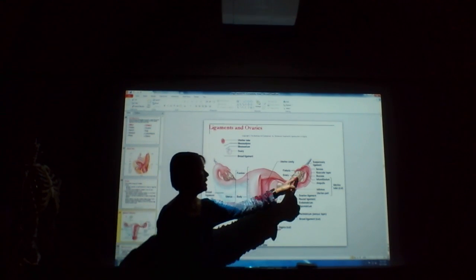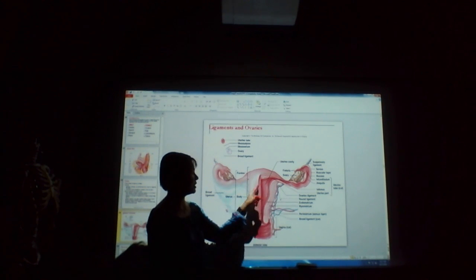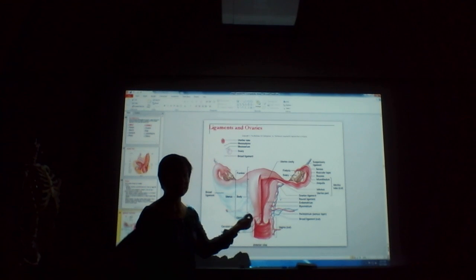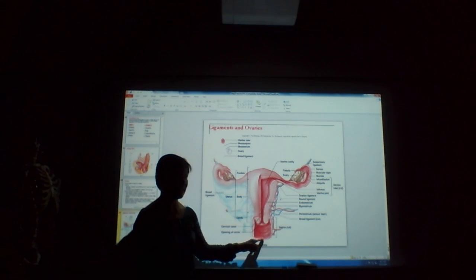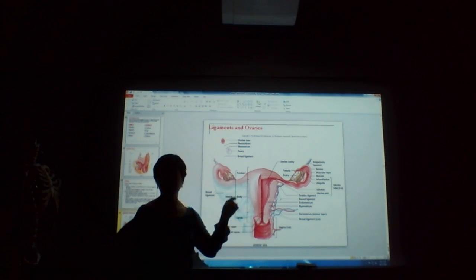This is the ovary. There's the fallopian tube, or the uterine tube. There's the uterus, and then there's the vagina. The most inferior part of the uterus is called the cervix. So the cervix is the opening to the uterus. Okay. So this is made up of smooth muscle. This one is skeletal muscle. Now, pay attention to the ovary.